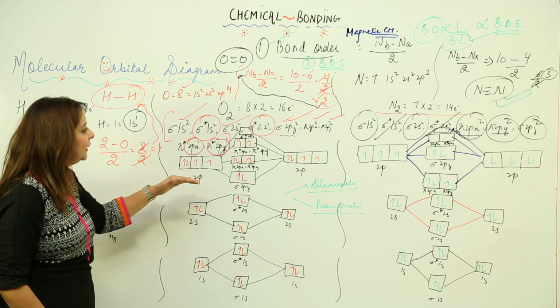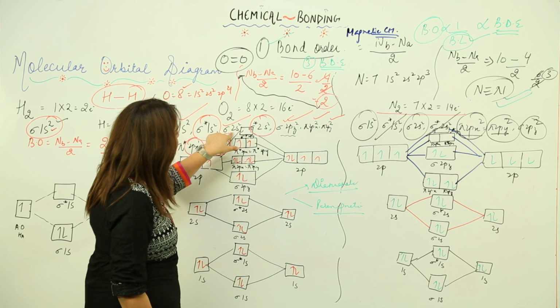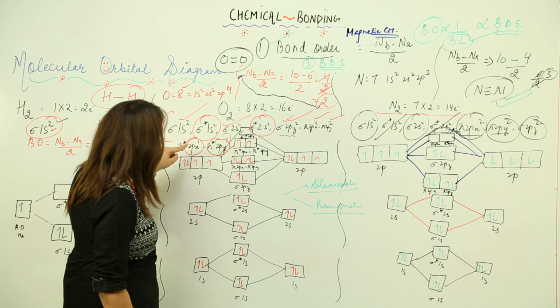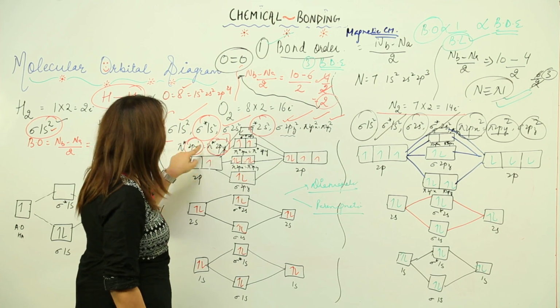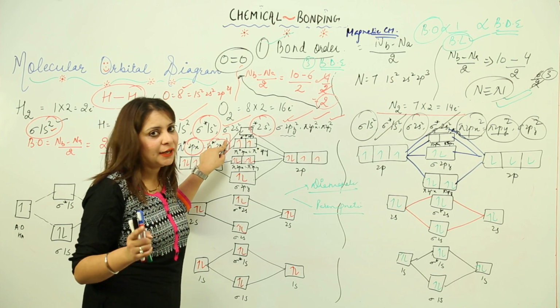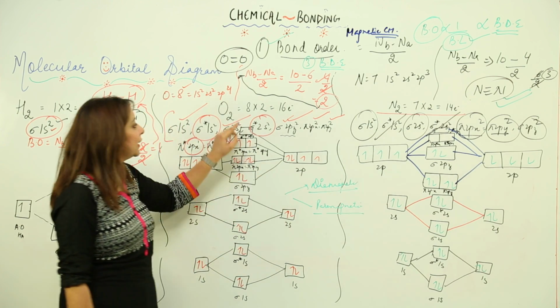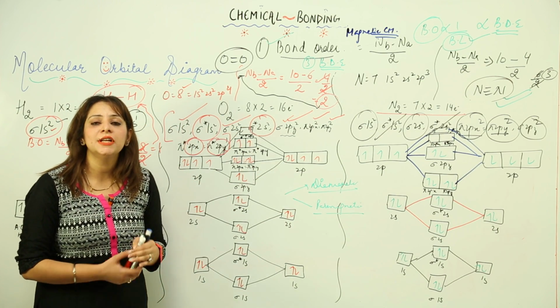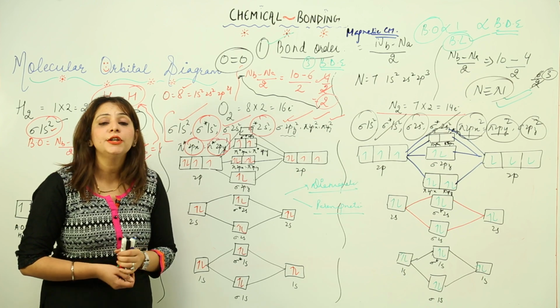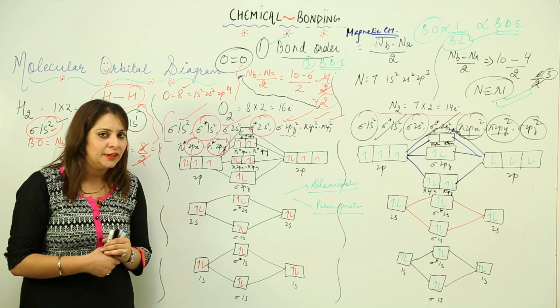Now in case of oxygen, let's focus on that. The configuration: 2 filled, 2 again, 2, 2, all are filled. But pi star 2px and pi star 2py have only one electron each. That means they have unpaired electrons. So this is something called paramagnetic. So if we talk about the magnetic character of oxygen, it is paramagnetic. It is going to be attracted by the magnet when it is exposed to a magnetic field.